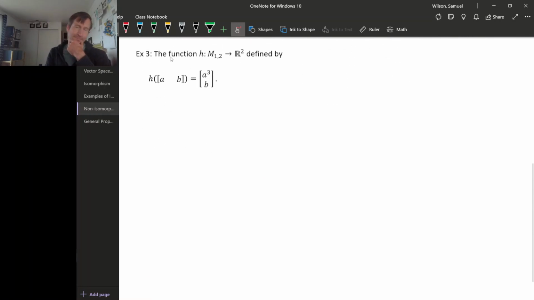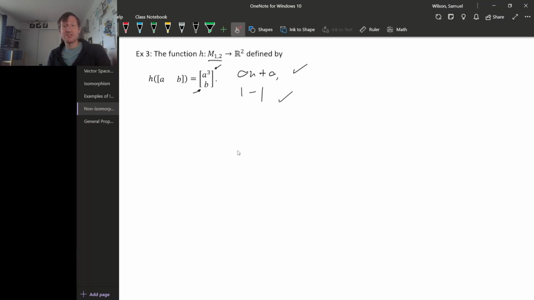So let's consider the function from M12, so these are 1 by 2 matrices, which are essentially row vectors, to R2, given by this formula. So h of (a, b) is (a cubed, b). This is onto. I won't prove it, but it is, because the cube function is onto from real numbers to real numbers and the identity function is onto. And by the same token, it's one-to-one because the cube function is one-to-one and the identity function is one-to-one on real numbers. So it is onto and one-to-one.